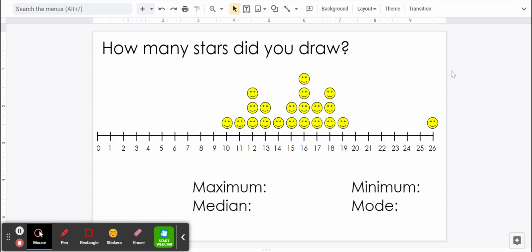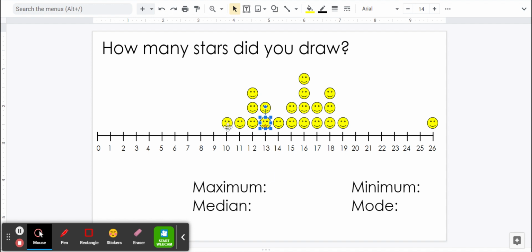Okay, so each person, once they do that, will put, in this case, a smiley face. In your assignment, it will be an X instead above the number. So this person here was able to make 10 stars in 1 minute. This person was able to make 15 stars in a minute. This person was able to draw 19 stars. And this person was super fast. They were able to make 26 stars in a minute. Okay? So each of these smiley faces represents a number.